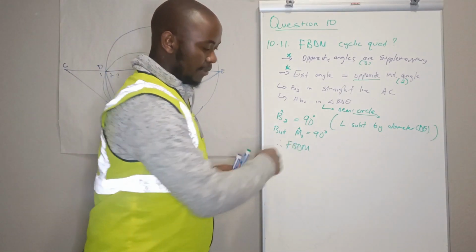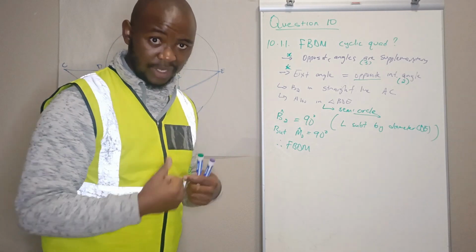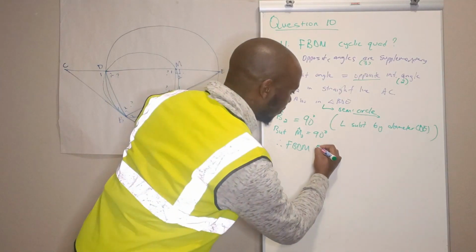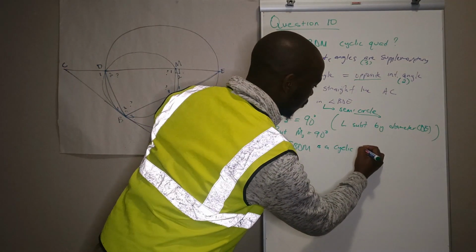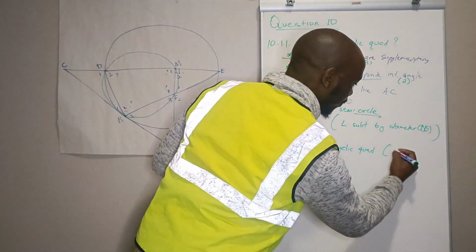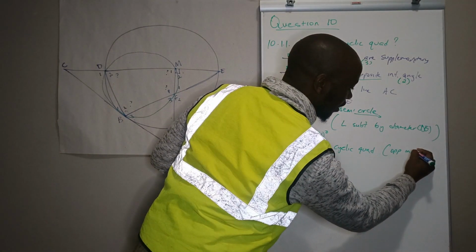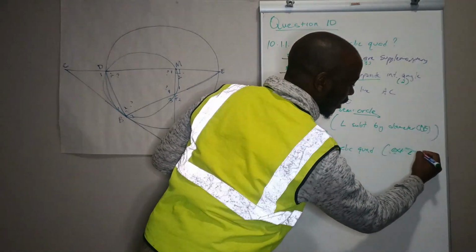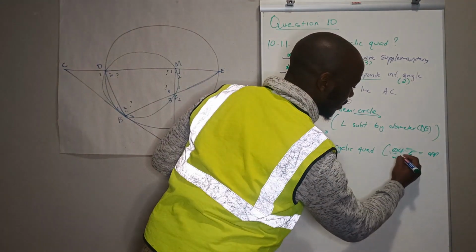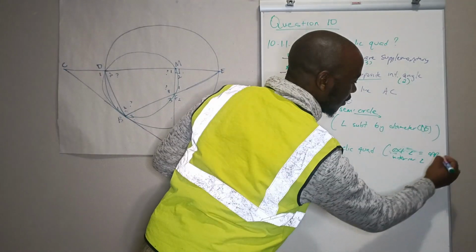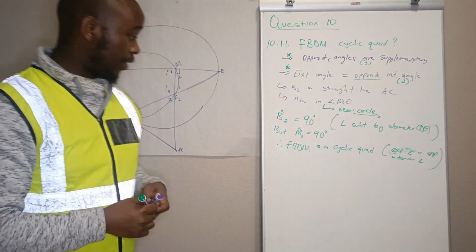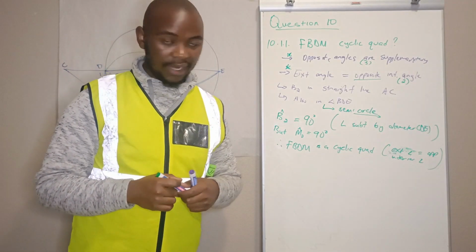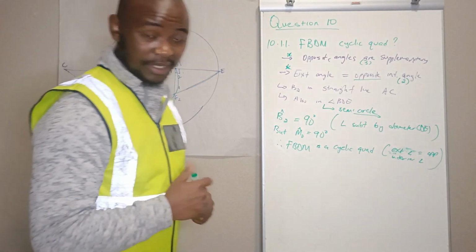So when we say FBDM is a cyclic quad, what was the reason? What is the founding reason for our statement in there? So FBDM is a cyclic quad. The reason: the exterior angle is equal to the opposite interior angle. So this is a sign for an angle. Alright, so we've proven that this indeed is a cyclic quad. Alright, so let's move over to the next question.